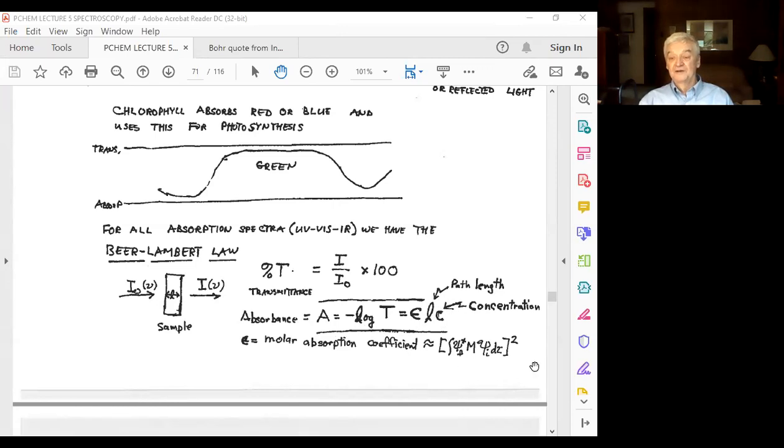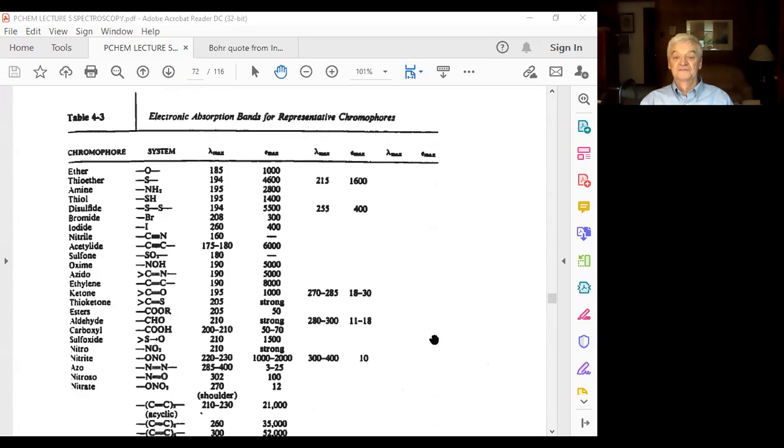And I want to point out here that the molar absorption coefficient is again related to the transition moment integral that we've talked about many times before. Our selection rules came from this, our intensities came from this, but this now applies also to electronic spectroscopy. It doesn't have to be vapor phase. And so many quantitative measurements can be made like this.